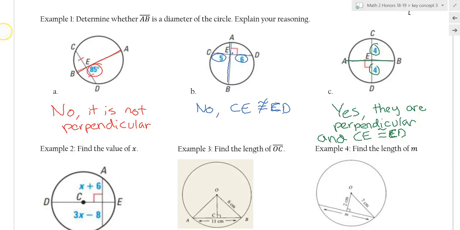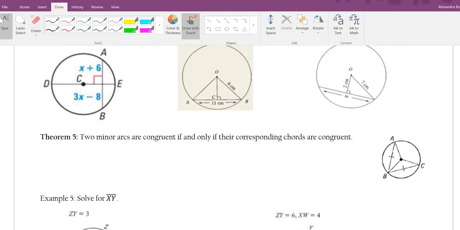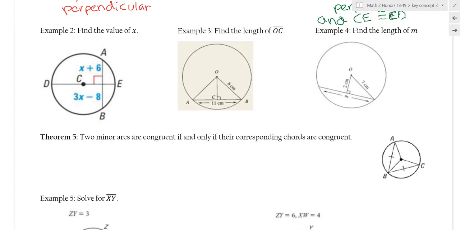All right, looking at our second set of examples. Example 2, find the value of x. I don't leave a lot of room for these. That's okay. This is a diameter. This is perpendicular. So then these have to be congruent. So we're going to say x plus 6 equals 3x minus 8.